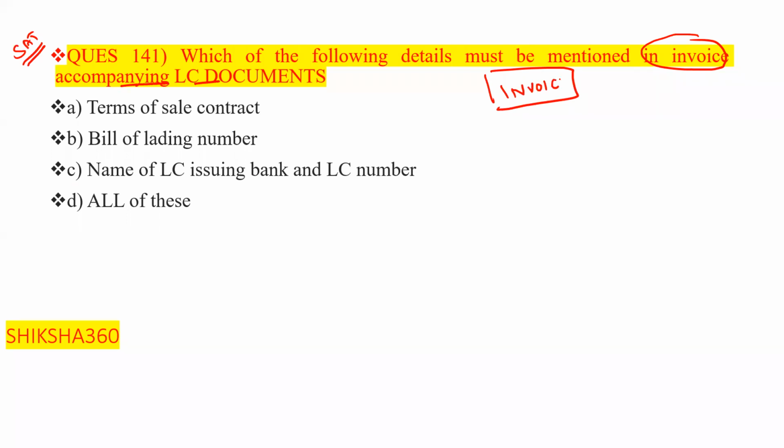First one is terms of sale contract. Yes, this is mentioned. Second one is bill of lading number. This is also mentioned. Third one is name of the LC issuing bank and the LC number. This one is also correct. So all the above three things are mentioned here. So option number D is the answer. All of these.